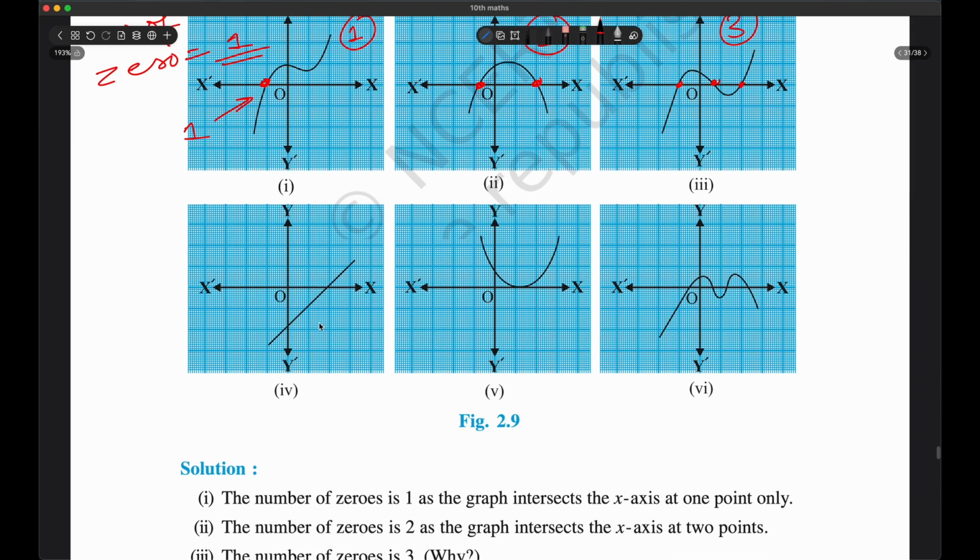For the fourth case, it intersects the x-axis at only 1 point, so it has only 1 zero of the polynomial. For the fifth case, it intersects at 1 point, so 1 zero of the polynomial. And for the last, it intersects at 1, 2, 3 and 4 points, so it has 4 zeros of the polynomial.